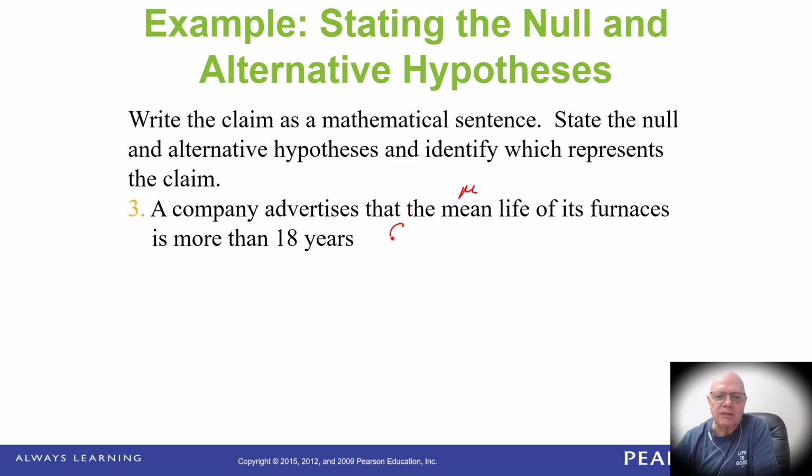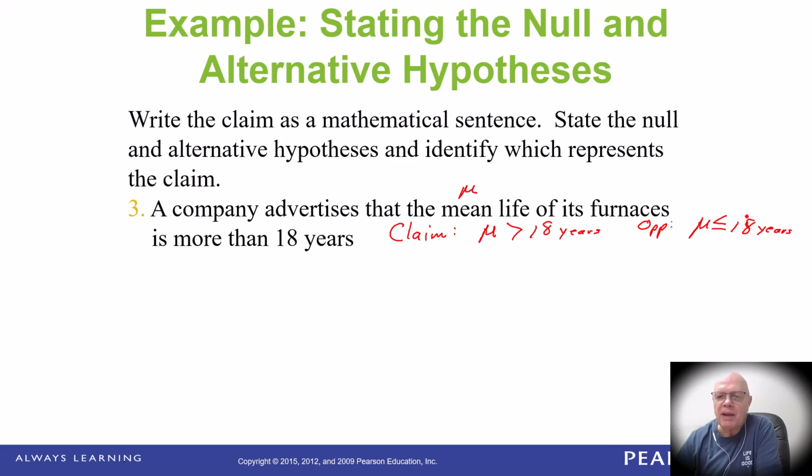So let's start. Claim. What does it say? We're talking about mean, and it says more than 18 years, so greater than 18 years for the furnace. What's the opposite? The opposite would be the mean is less than or equal to 18 years.